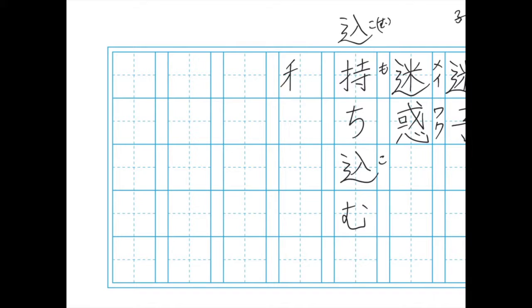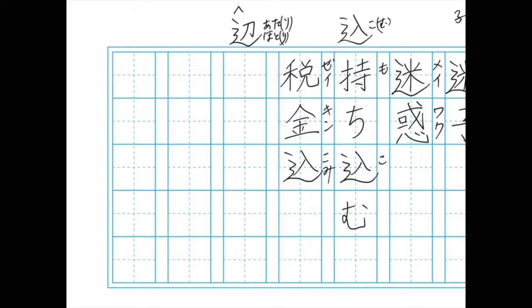The next jukugo is zeikin komi, which means tax included. Nogihan, chonchon, ani, kin, kane, komi, hairu, shinyo. Tax included. The next kanji is atari, hotori, or hen. So blade, and then shinyo, atari, hotori, hen.